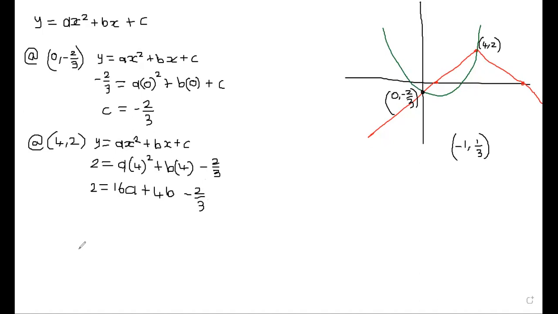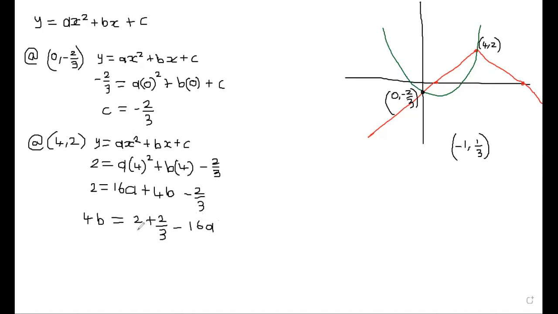Okay, so let's do it. Let's isolate b. Okay, so let's take everything else to the left hand side. Then on the right hand side we will have 4b is equal to 2 plus 2/3 minus 16a.